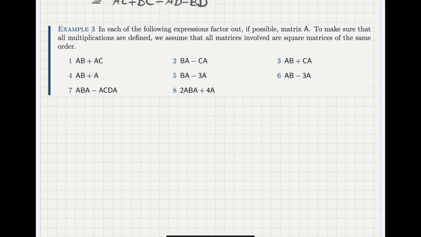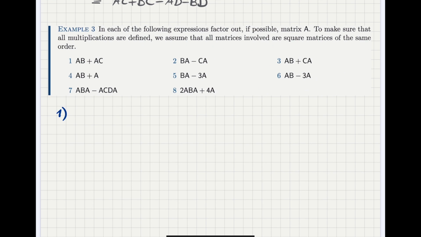Okay, another example. It's important to realize how you can factor a common matrix out. I want to make sure that everything is understandable and you are not making mistakes. This is an example designed for that purpose. In each of the following expressions, factor out, if possible, matrix A. To make sure that all multiplications are defined, we assume that all matrices involved are square matrices of the same order. So you don't need to be worried about if the products are possible. Okay, so let us just do it one by one.